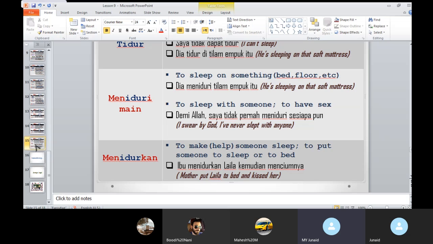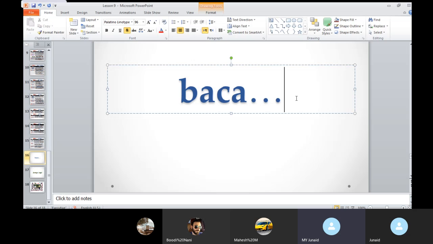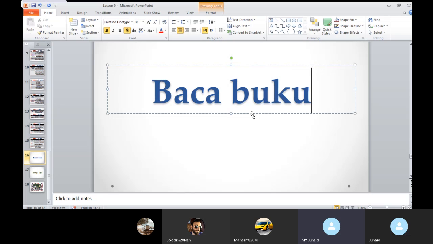Any question? Mahesh? What is reading? I'm reading a book. Reading, baca. Baca, to read. Saya baca buku. Baca buku, to read a book. I am reading a book, saya baca buku. Yes, baca buku.